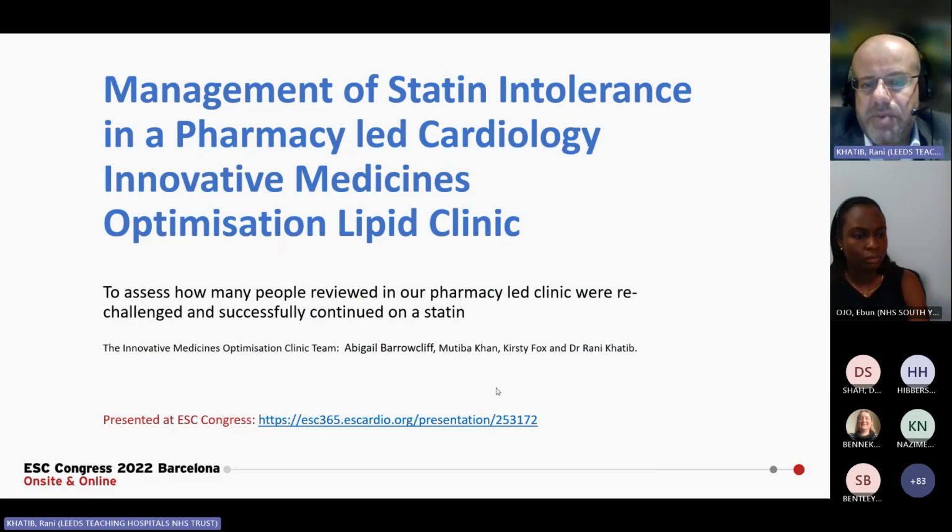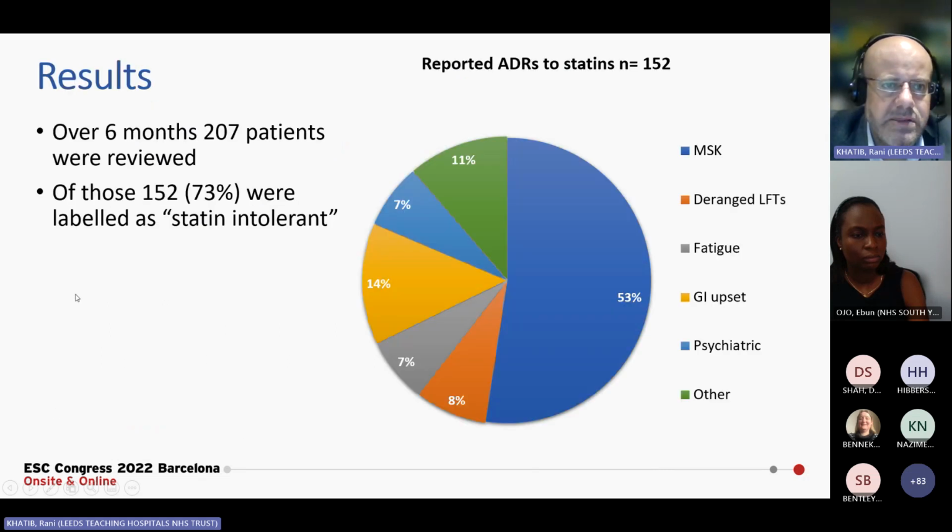This is just a snippet of a review of patients referred to us with statin intolerance. This is a presentation that my colleague presented at ESC Congress. So over 6 months, we had 207 patients referred to us who were reviewed, labeled as statin intolerant. 73% of them were actually labeled as statin intolerant.